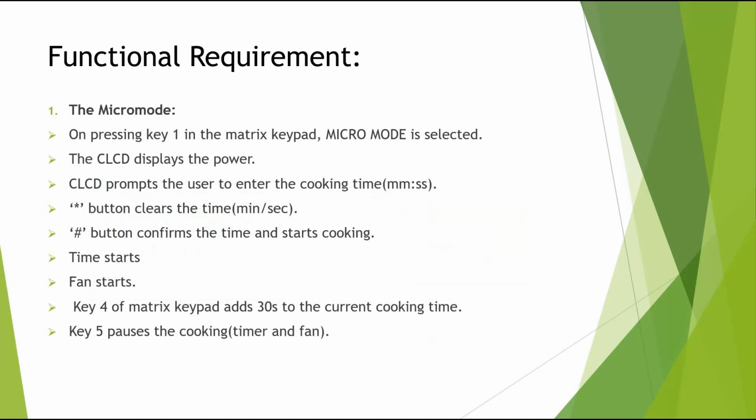The micro mode. On pressing key 1 in the matrix keypad, micro mode is selected. The CLCD displays the power. The CLCD prompts the user to enter the cooking time. Star button clears the time, whereas hash button confirms the time and starts cooking. Timer starts, fan starts. Key 4 of the matrix keypad adds 30 seconds to the current cooking time.